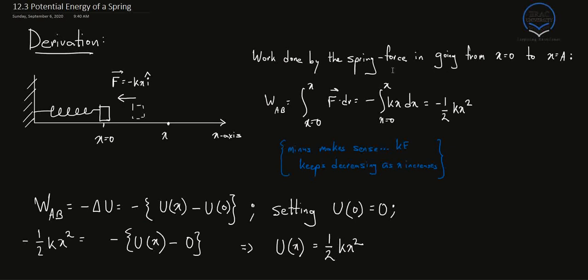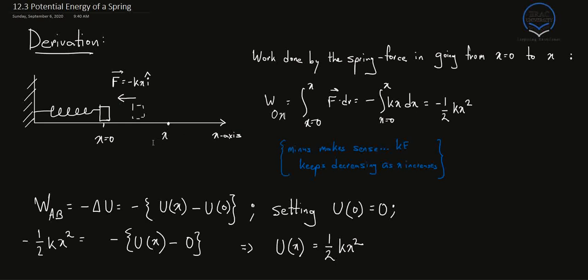Let's find the work done by the spring force in going from x equal to 0 to x equal to a. So we have the work done in going from 0 to a is just an integration from x equal to 0 to a. So let's pick an arbitrary point x instead of a, so that you have an integration from 0 to x, and this integration just gives you minus half kx squared. And the minus of course makes sense because the force acts in the opposite direction of displacement.